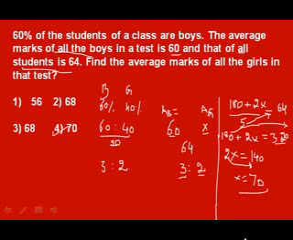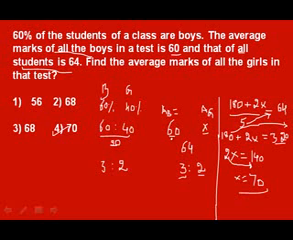So now this is what I have as my answer, that the average marks of all the girls in that test is 70. Now let me go ahead and take a quick recap here: the 60% of the class are boys, which states that 40% would be girls. So 60:40, the boys to girls ratio would be 3:2. So all I have to do is just make the alligation diagram again. So 3:2 is right here.